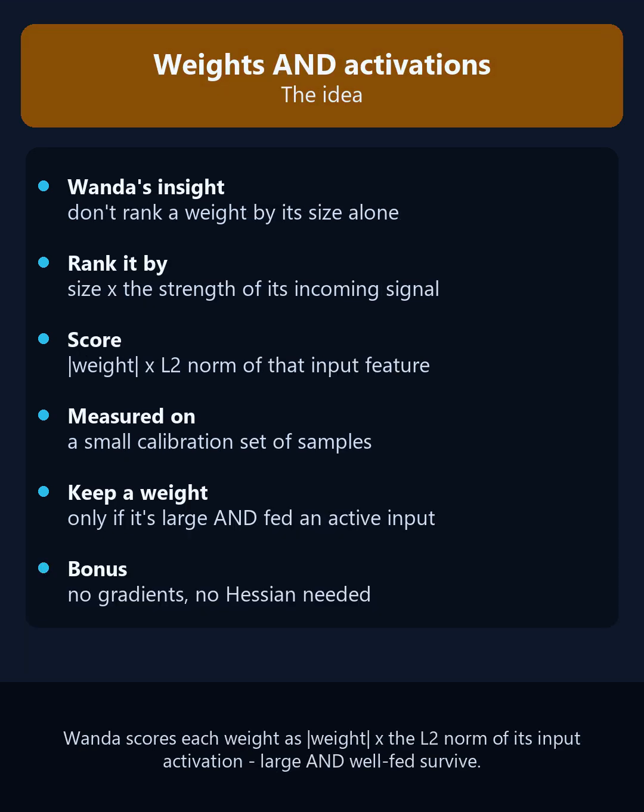We need a smarter importance score. Here is Wanda's key idea. Instead of ranking a weight by its size alone, rank it by its size times the strength of the signal flowing into it. Concretely, the importance of each weight is its absolute value multiplied by the L2 norm of that input feature, measured on a small calibration set. A weight is only worth keeping if it is both large and fed by an active input. Simple, and no gradients needed.